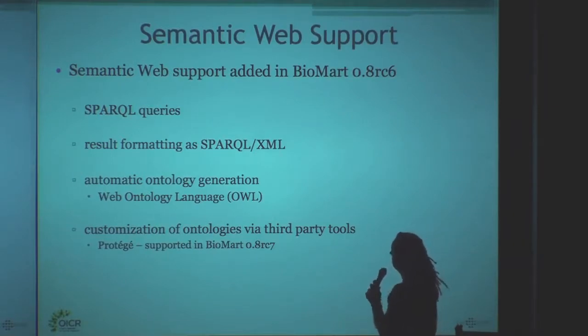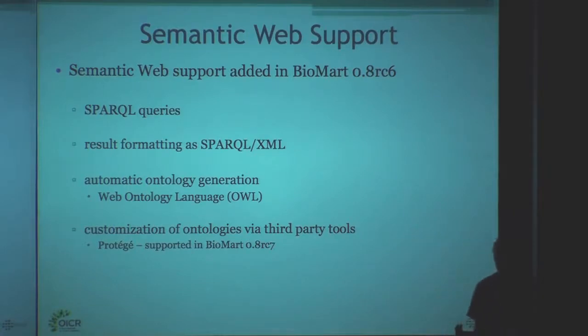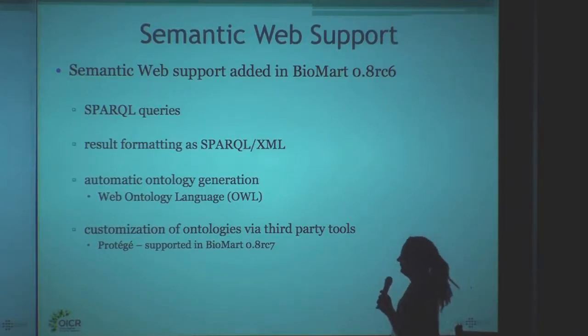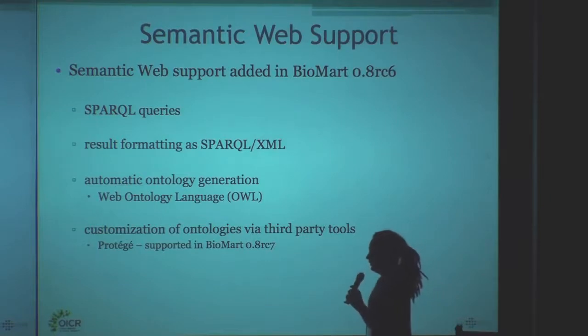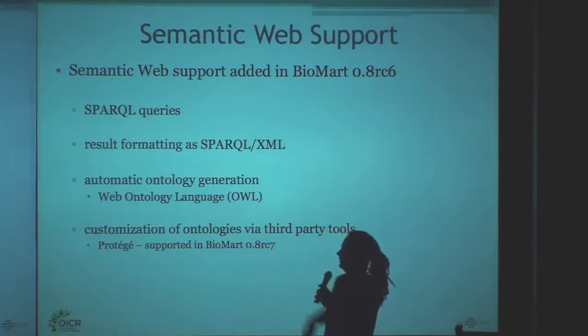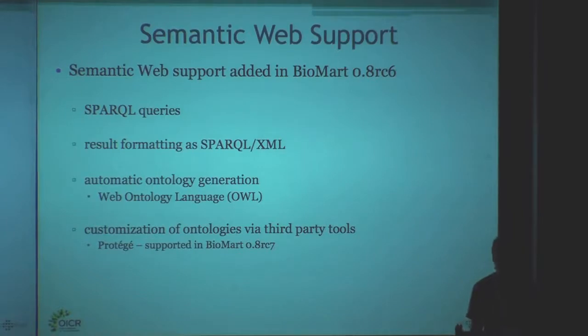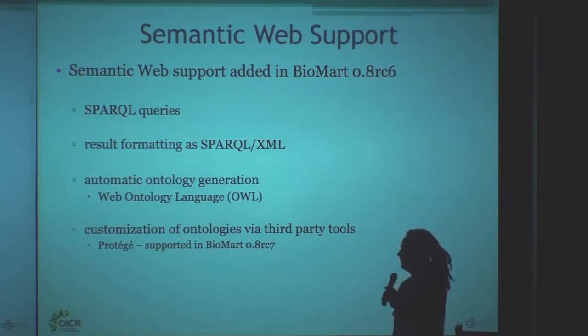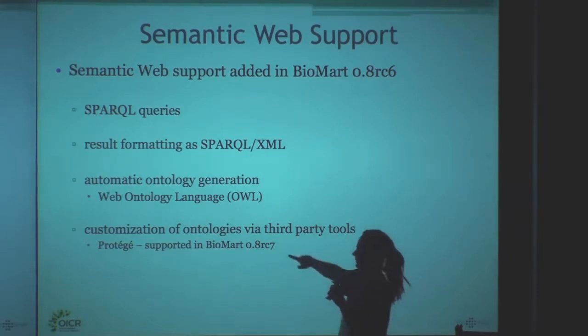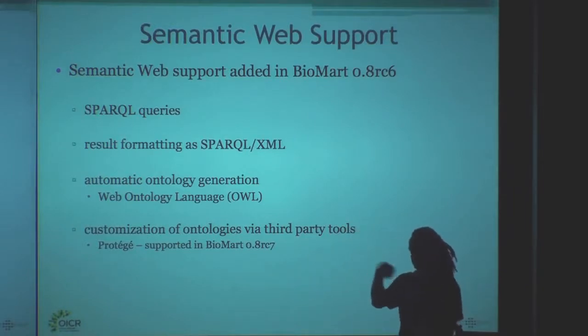So what we did in BioMart 08, this is a new release of BioMart, in release candidate 6, we introduced very basic SPARQL queries, and we return the result as SPARQL XML. That's basically what the W3C defines as the default return format. For all the databases which we show in our central portal and also in the ICGC portal, we allow automatic ontology generation, which generates the Web Ontology Language ontology automatically for you. That's of course not super smart because it doesn't really know the data structures you have in your database, but it's something you can start from. And with the RC7 version of BioMart, it allows you to customize this ontology and to load it back in again.